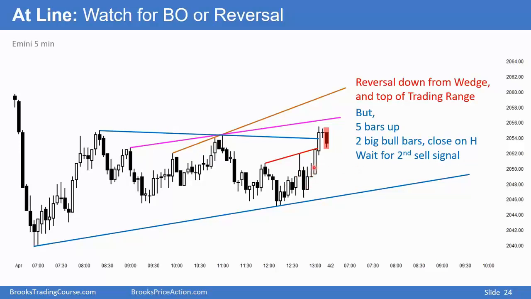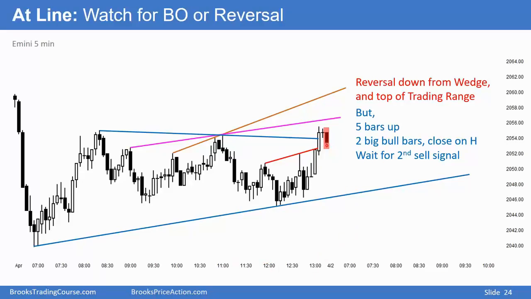Here, 1, 2, 3, 4, 5. We have 5 bars up, no bear bars. Do you think this is a major reversal, or do you think this is simply a pullback from this bull breakout, a pair of consecutive bull trend bars? It's more likely a pullback from a strong bull breakout. This reversal down probably is not going to go very far.